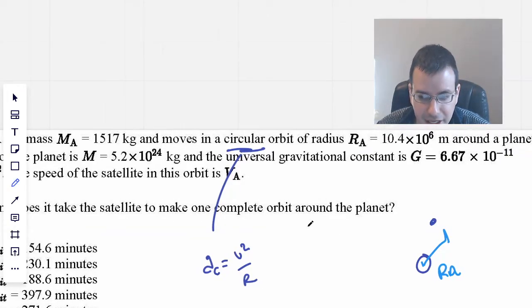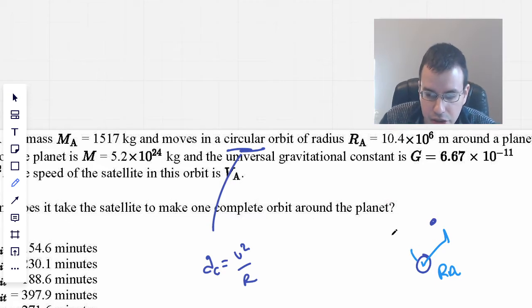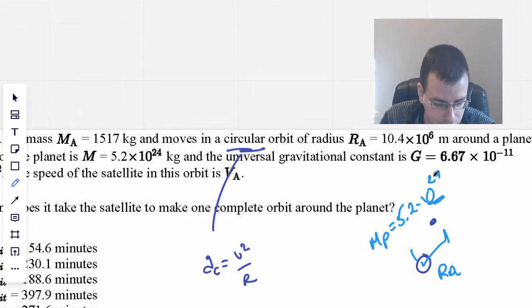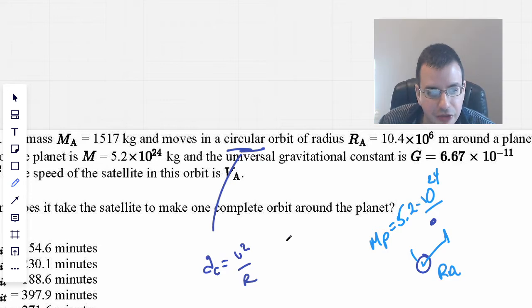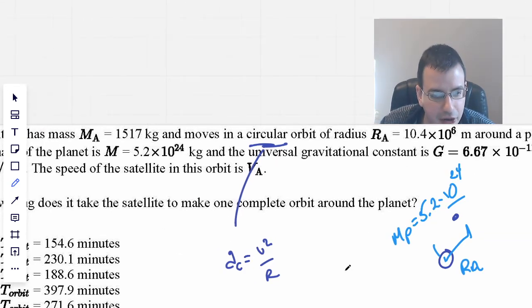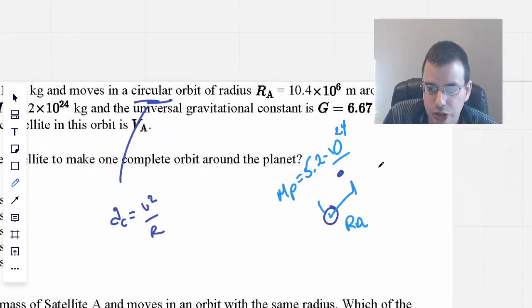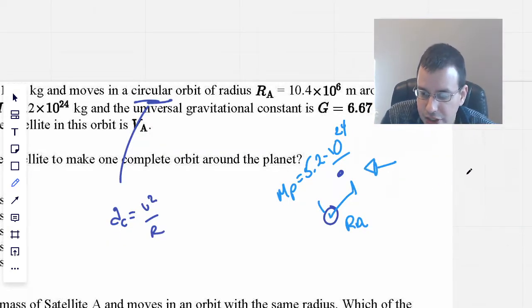We have a mass of the planet. Check. So I'm going to call this mass planet is 4.2 times 10 to the 24th. Make that look like a 4, okay. And we have the universal gravitational constant, and we have the mass of the satellite. Okay, so zooming in on that guy right there, the satellite.